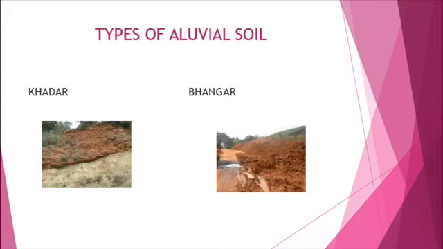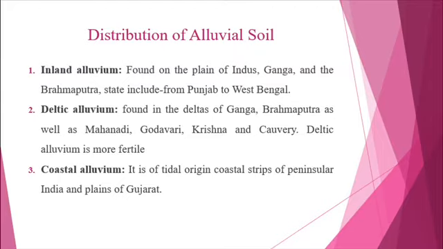Distribution of alluvial soil. Look at the map. You can see alluvial soil is found in different areas of India. Number 1 is inland alluvium, that is found on the plains of Indus, Ganga and Brahmaputra from Punjab to West Bengal. As these areas are covered on all sides by land, the soil found here is known as inland alluvium.